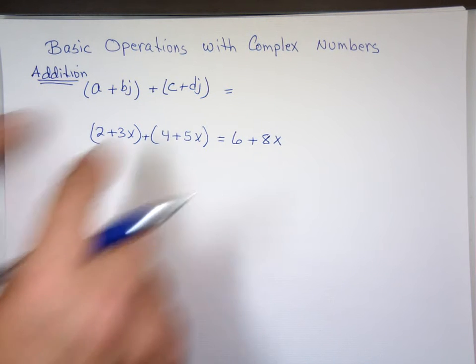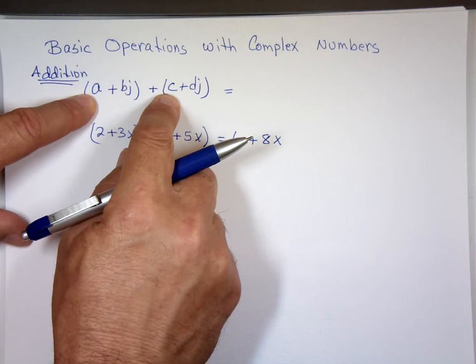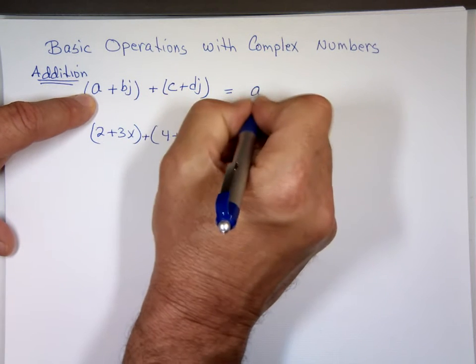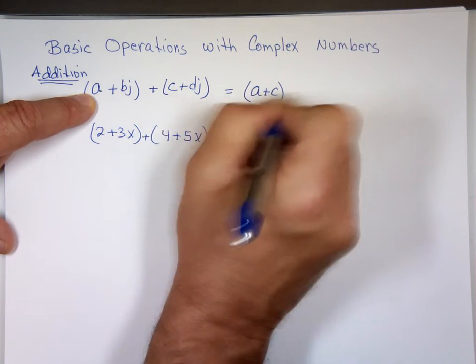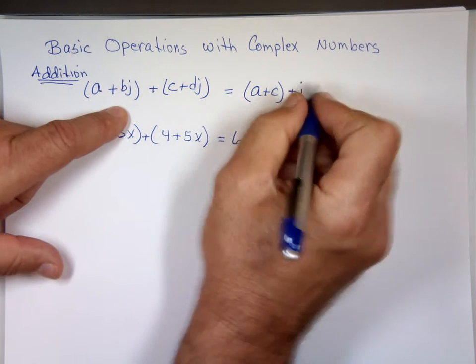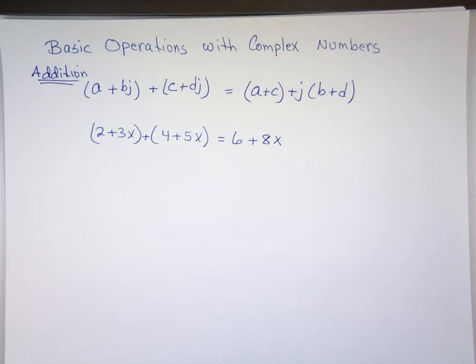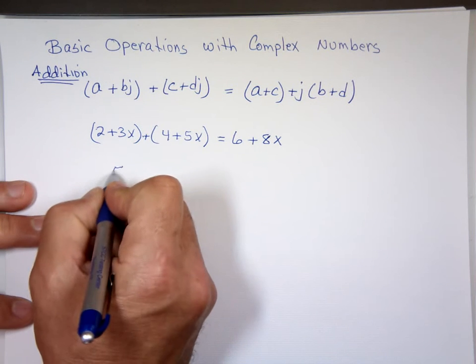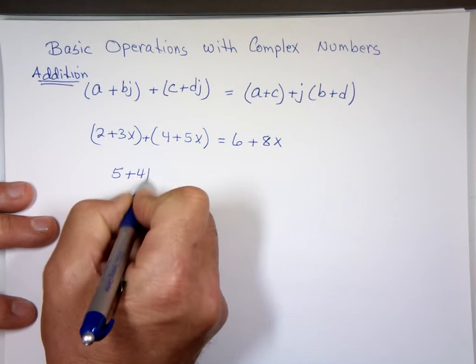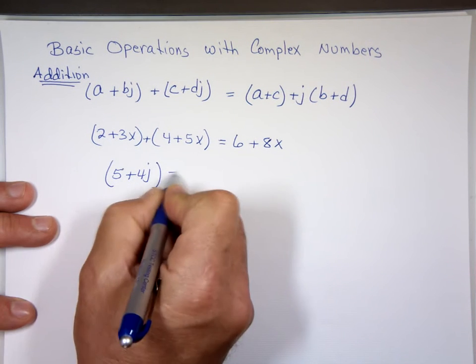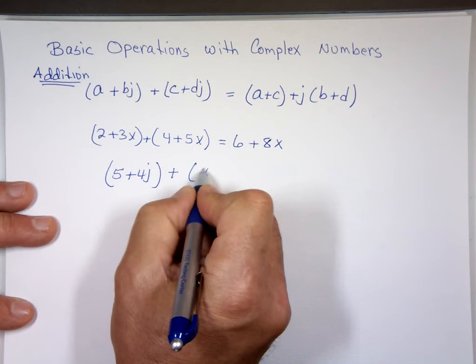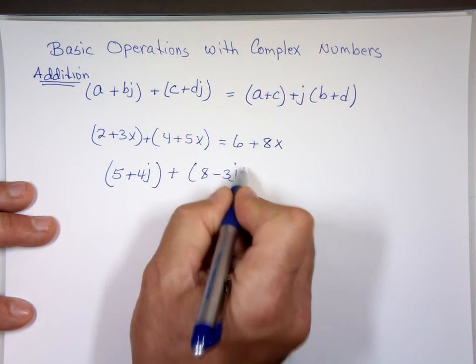Well, complex numbers are the same thing. When you're adding, these two are the same type. So it's a plus c, separate, plus j, and that would be b plus d. You add the real portion to the real portion, the imaginary portion to the imaginary portion. So if I have 5 plus 4j, and I want to add to it 8 minus 3j.